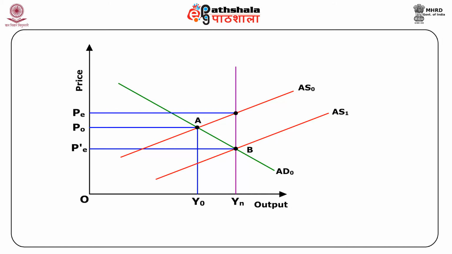So what is the process that ensures a movement towards Yn, given that in the short run output is not equal to the natural level? We discuss below the kind of price adjustments that are likely to occur, inducing a movement of output towards Yn in the medium to long run.